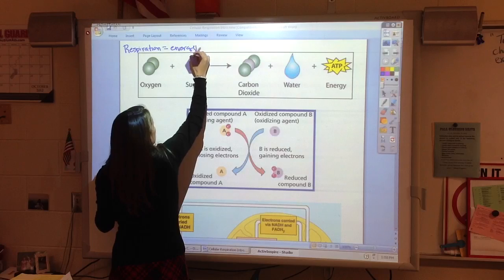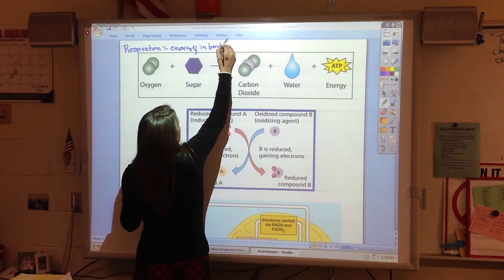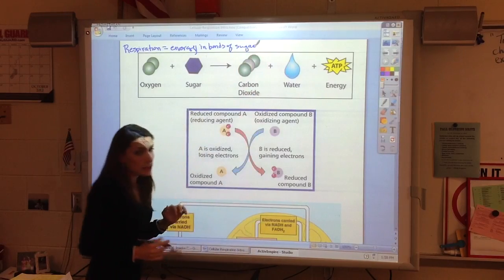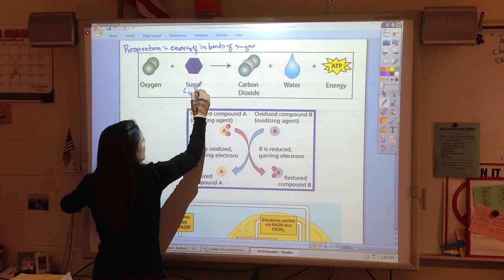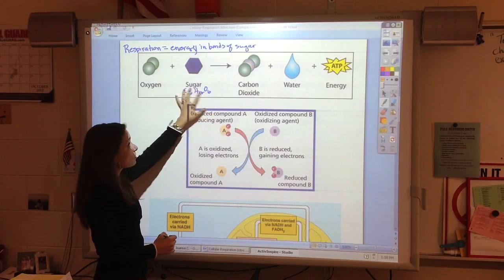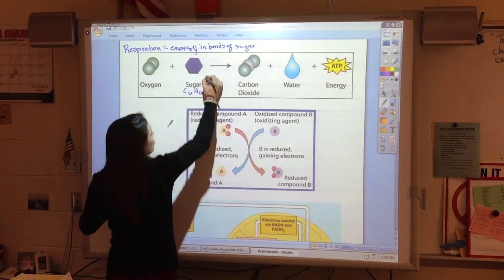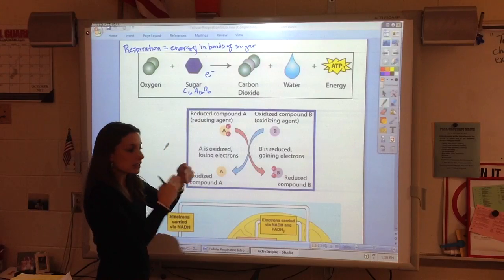Where is the energy in the sugar? The energy is in the bonds of the sugar. So we take the energy that's holding the C's, H's, and O's, C6H12O6, there's energy there, right? Where is the energy? The energy is in the electrons, right? Energy is in the bonds.